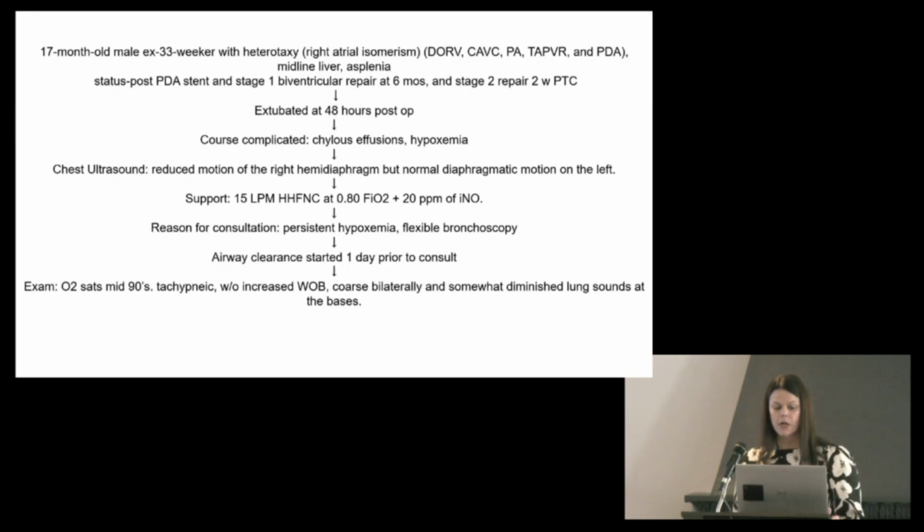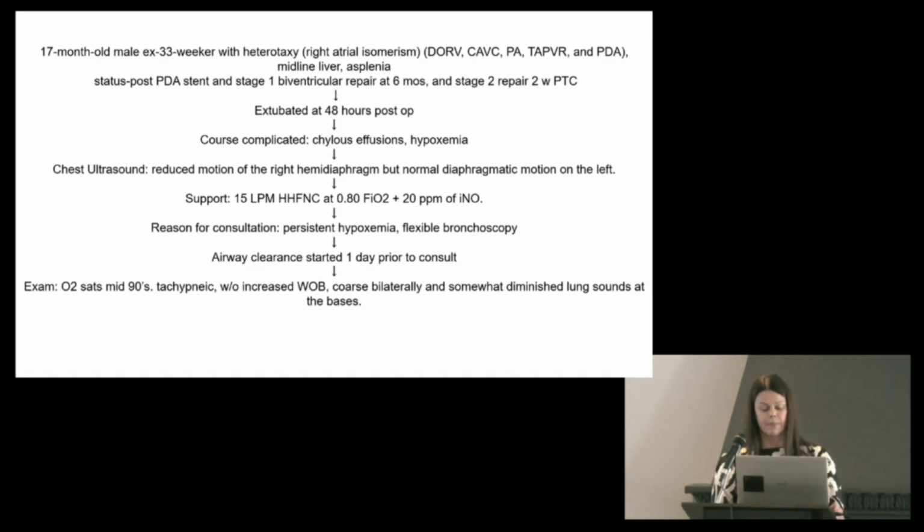And so I'd like to start with a clinical presentation from our center. This is a 17-month-old former 33-weeker with right atrial isomerism and complex congenital heart disease. He is status post PDA stent and stage 1 biventricular repair at 6 months of age and stage 2 repair 2 weeks prior to consult. He was extubated at 48 hours post-op, and the course was complicated by chylous effusion and hypoxemia. An ultrasound of the chest revealed reduced motion of the right diaphragm, but the left was normal.